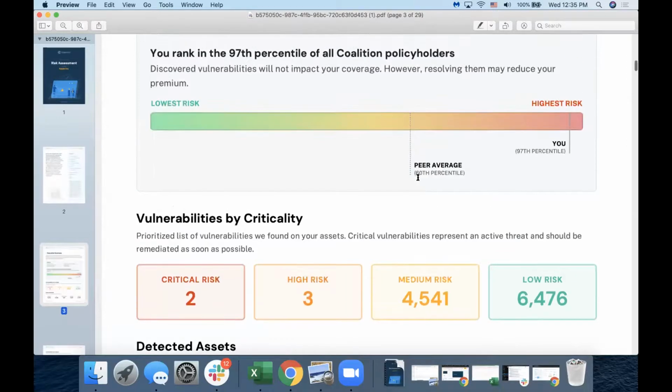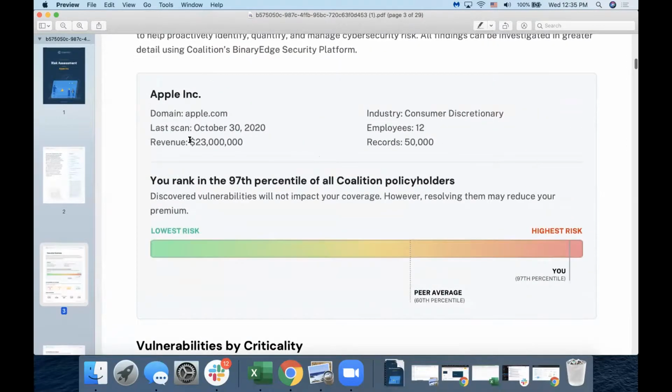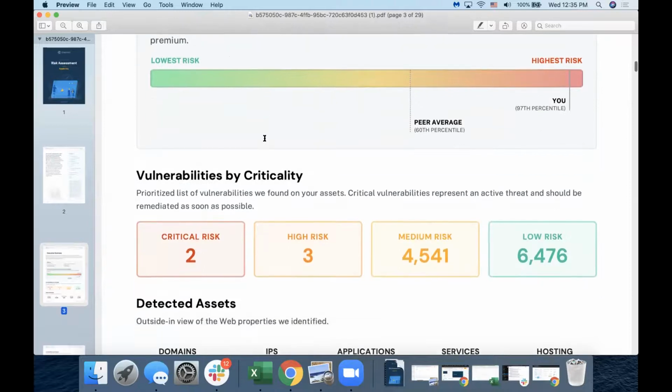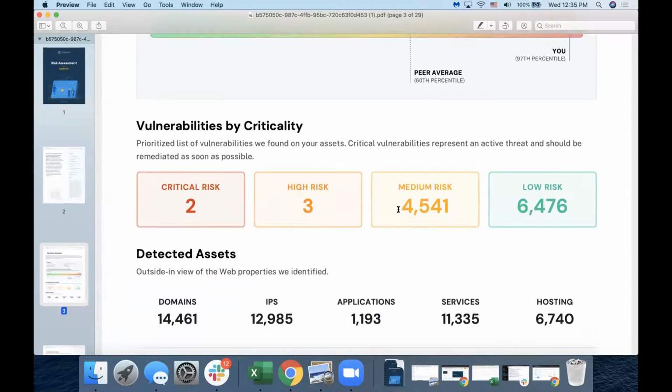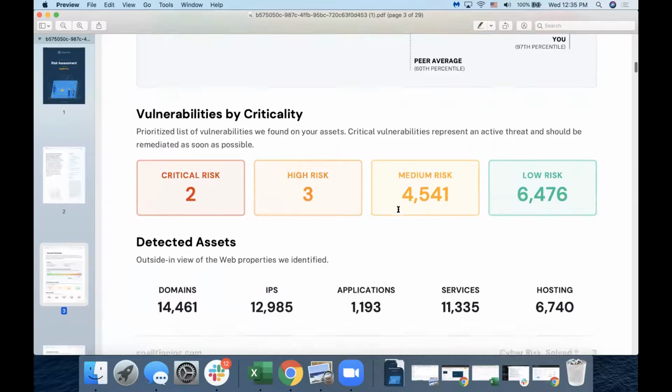So like in this case, this is Apple, but I put in bogus information about them, right? The amount of risks that we see that are medium, it's not really relevant, right? We're not going to send anyone 4,000 notifications because that's not really what's critical.